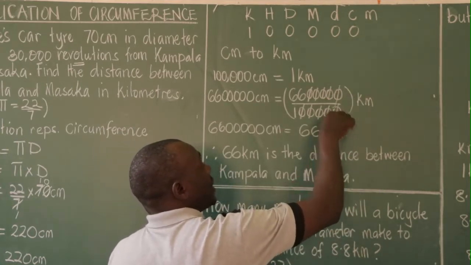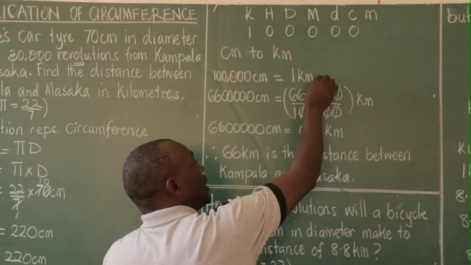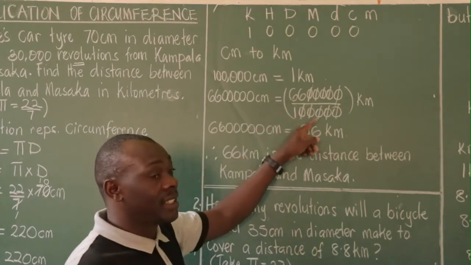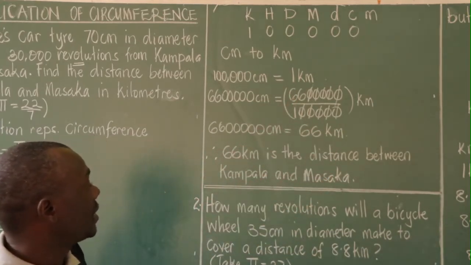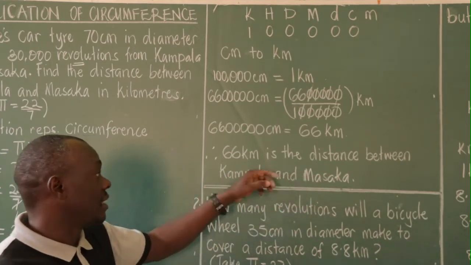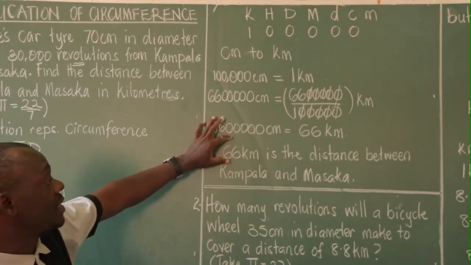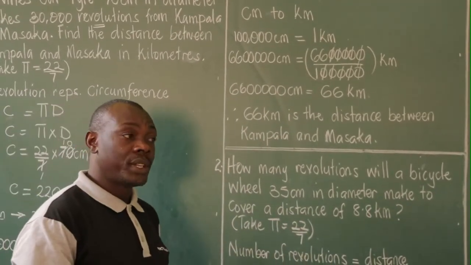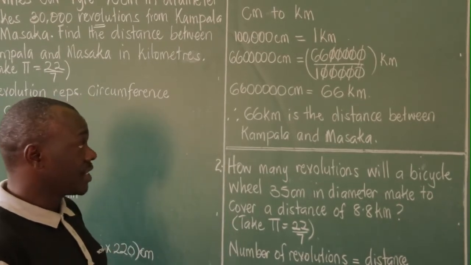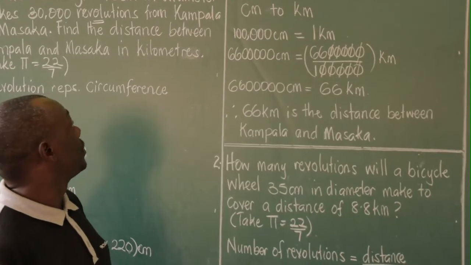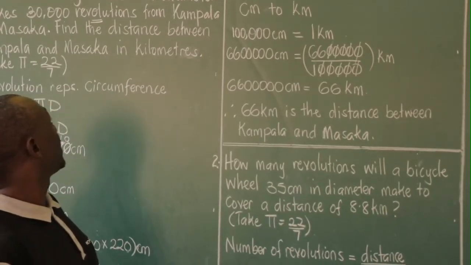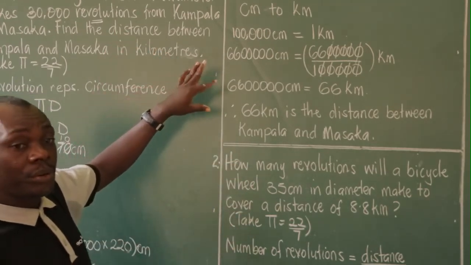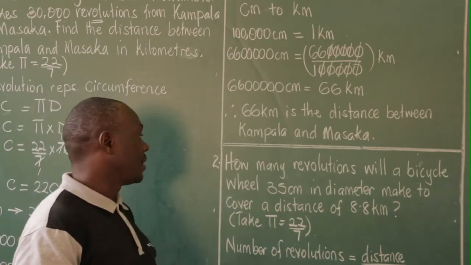You say by 10, by 10, by 10, by 10, by 10, thereby remaining with a 66-kilometer journey between the said cities of Kampala and Masaka. So do you conclude that therefore 66 kilometers is the distance between Kampala and Masaka? In that way, you'll be able to know the distance between Kampala and Masaka using the revolutions as well as a measure in terms of diameter of your car tire. So you have applied circumference in life.